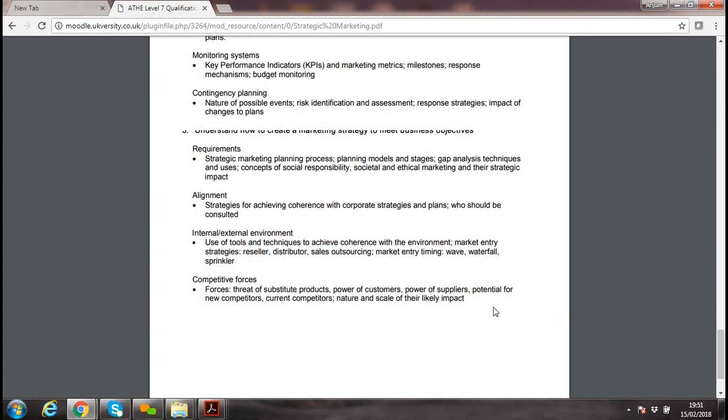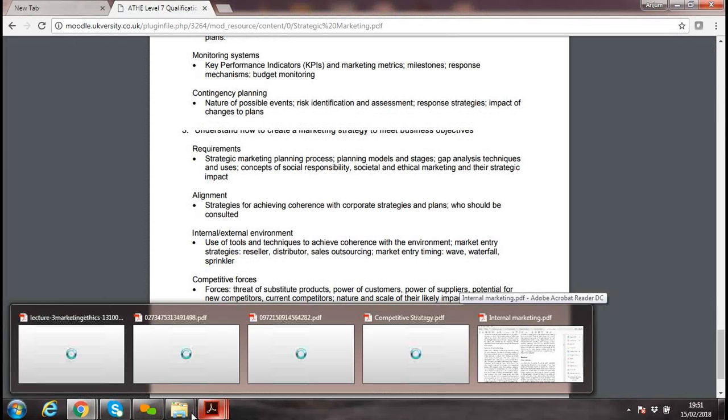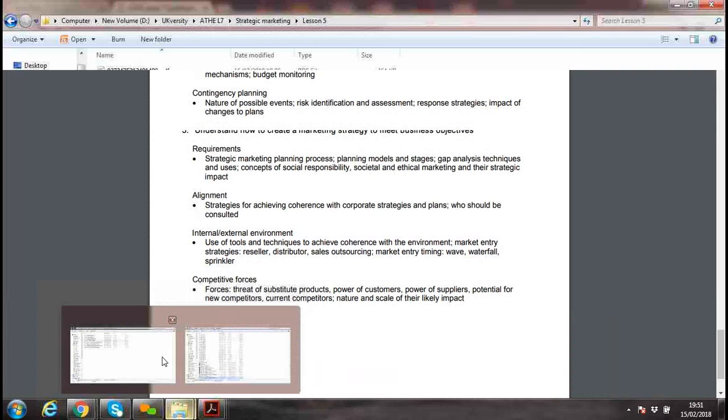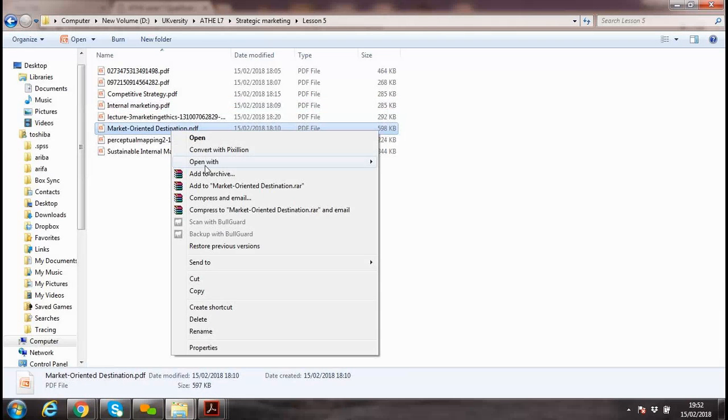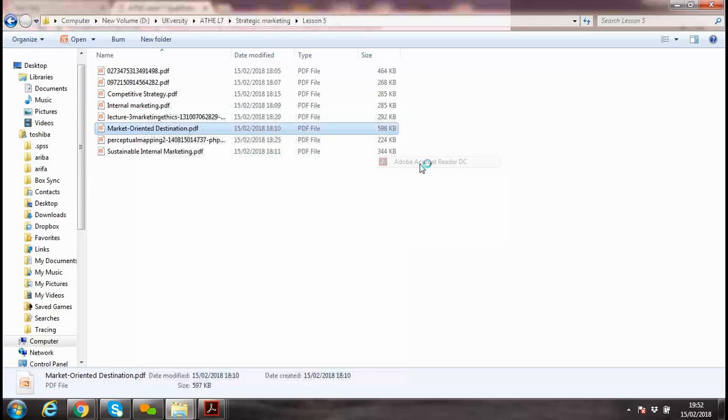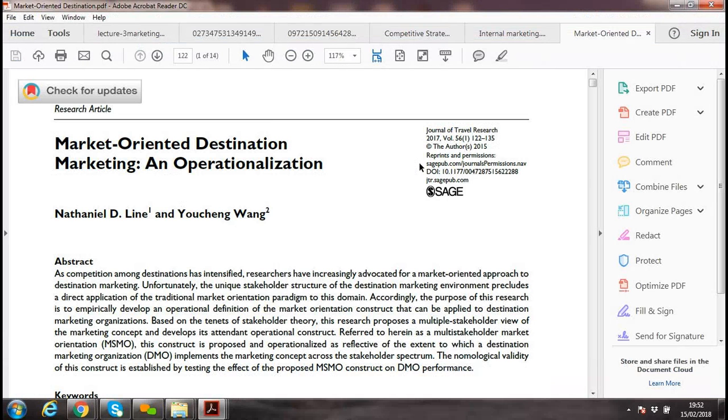Next we'll go through the competitive forces as well, where we'll discuss those four or five forces. But before that, I'll show you a couple of other things. When we look at the external environment, we need to do marketing according to the destination, according to the local area, with market-oriented destinations.